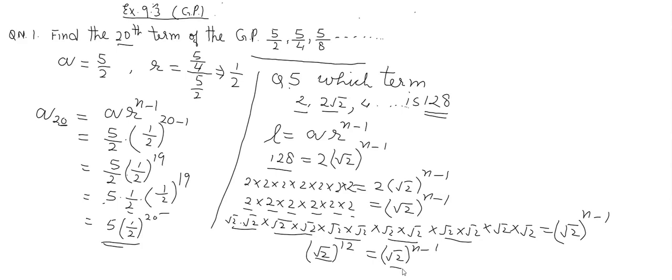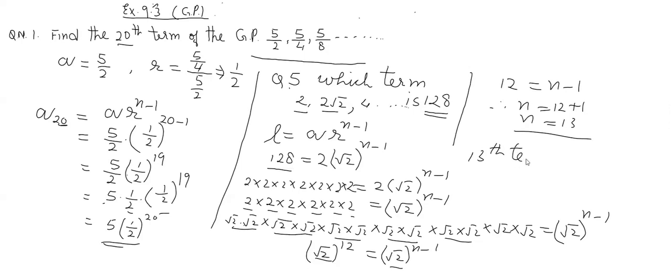Base is same, so after comparing we will get 12 is equal to n minus 1. Therefore, n is equal to 12 plus 1, that is 13. It means the 13th term will be 128 of the given GP.